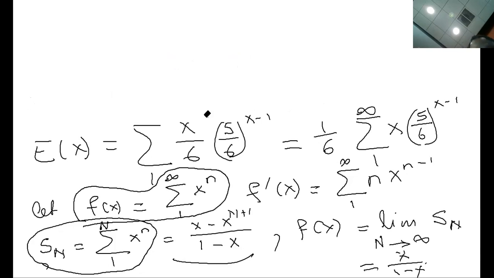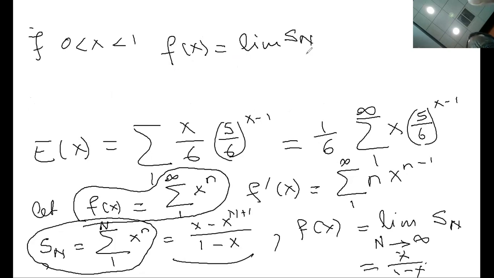So we are saying that if 0 is less than x less than 1, which is what we get in our probability, the limit of Sn as n tends to infinity is x over 1 minus x. Okay.